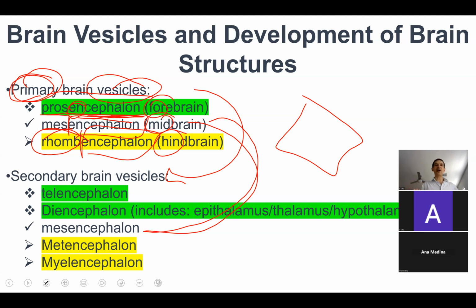Nothing happens here, right? But the prosencephalon divides into two portions: one is called the telencephalon, the other the diencephalon. And the rhombencephalon, the hindbrain, divides into two more structures, the metencephalon and the myelencephalon. We'll see how these divide further, just to avoid inundating the slide.